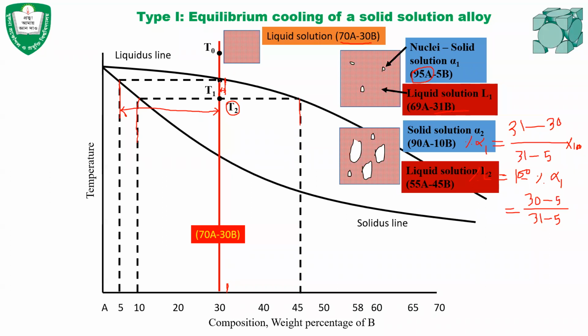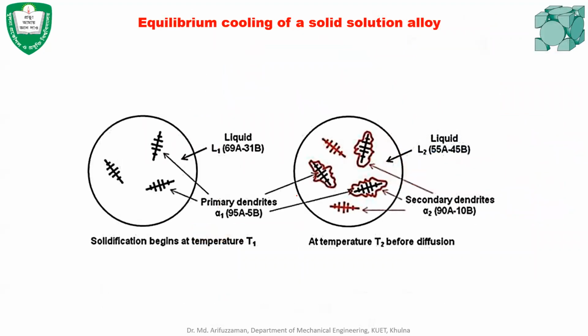That means when the temperature drops, the solid will have more B present in its crystal structure, and the liquid will have more B present, and A will be reduced. Okay. And eventually this will be adjusted to the 70A 30B when the temperature drops. That means if we look at the next one, I think it will be more clear from here.